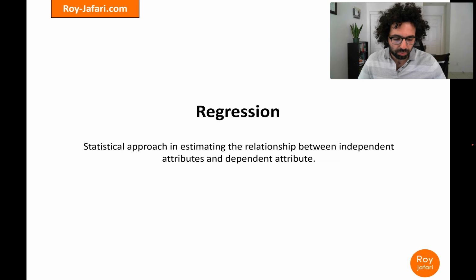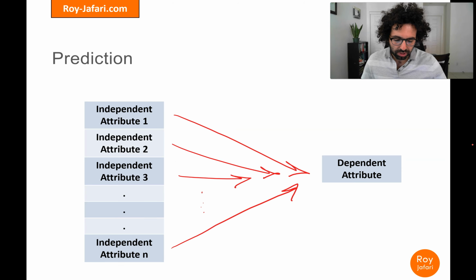So we did discuss what regression is. Regression is when we want to estimate the relationship between a dependent attribute and independent attributes. Most of the time, we use regression for prediction because our dependent attribute is numerical, right? If you remember, that was the difference between classification and prediction.